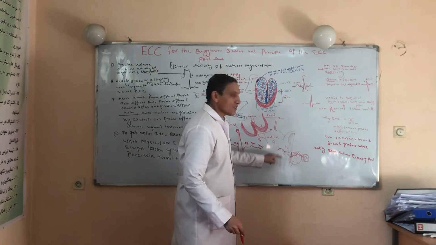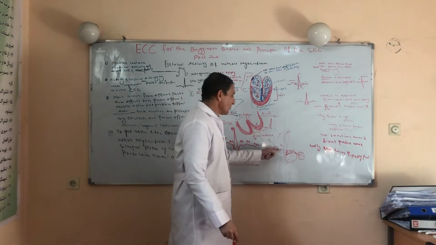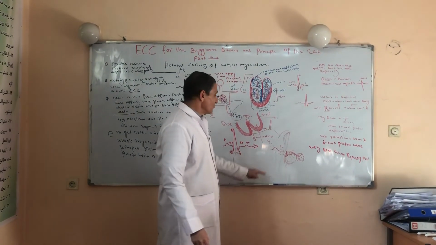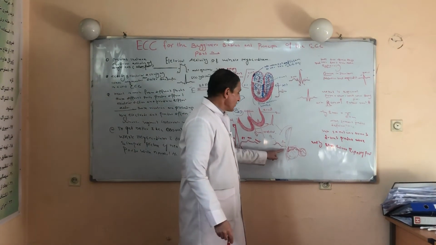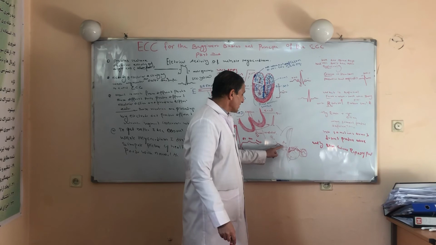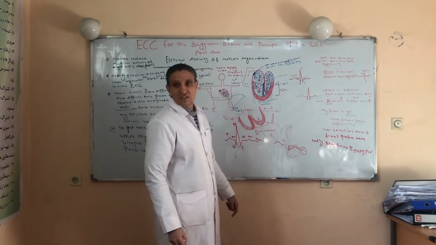After the atrial depolarization, we should see atrial repolarization. But we don't see the atrial repolarization vector because at the same time the QRS complex is activated, and the atrial repolarization vector is mixed into the QRS complex.